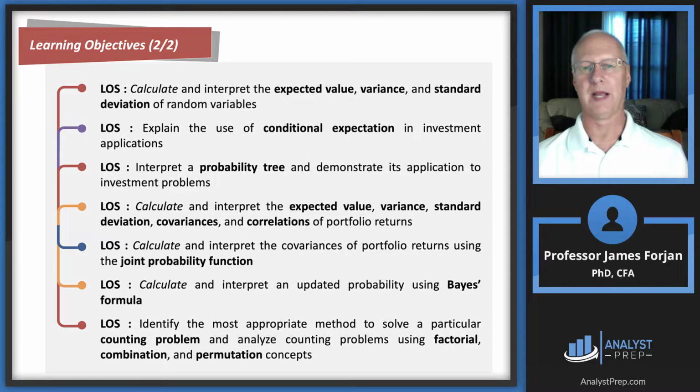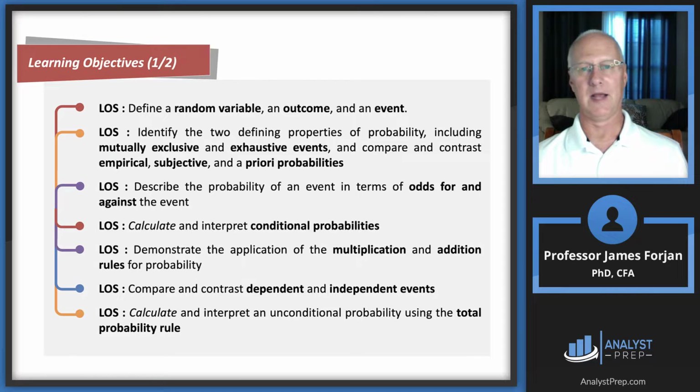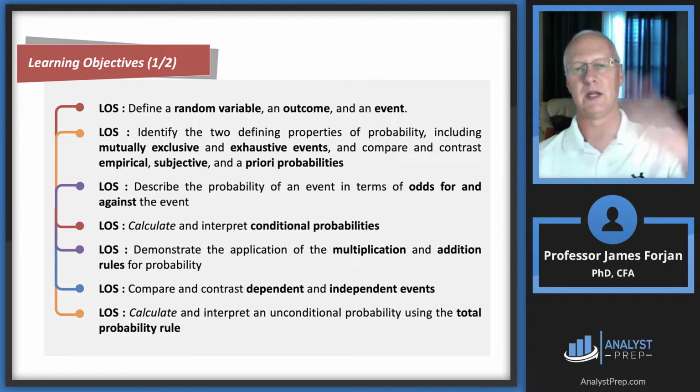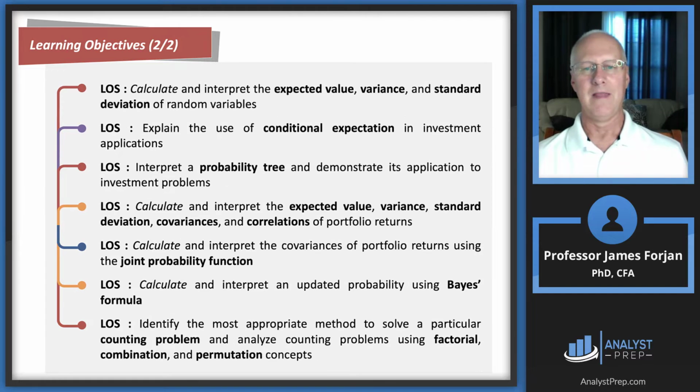I'd love to pick out one of these that's super important, but I will say that I really like just exactly what I said: calculate and interpret conditional probability. In order to do that, you need to understand the first 3. And then, of course, look at that one in the middle: expected value, variance, standard deviation, covariance, and correlations of portfolio returns. That's important moving forward.